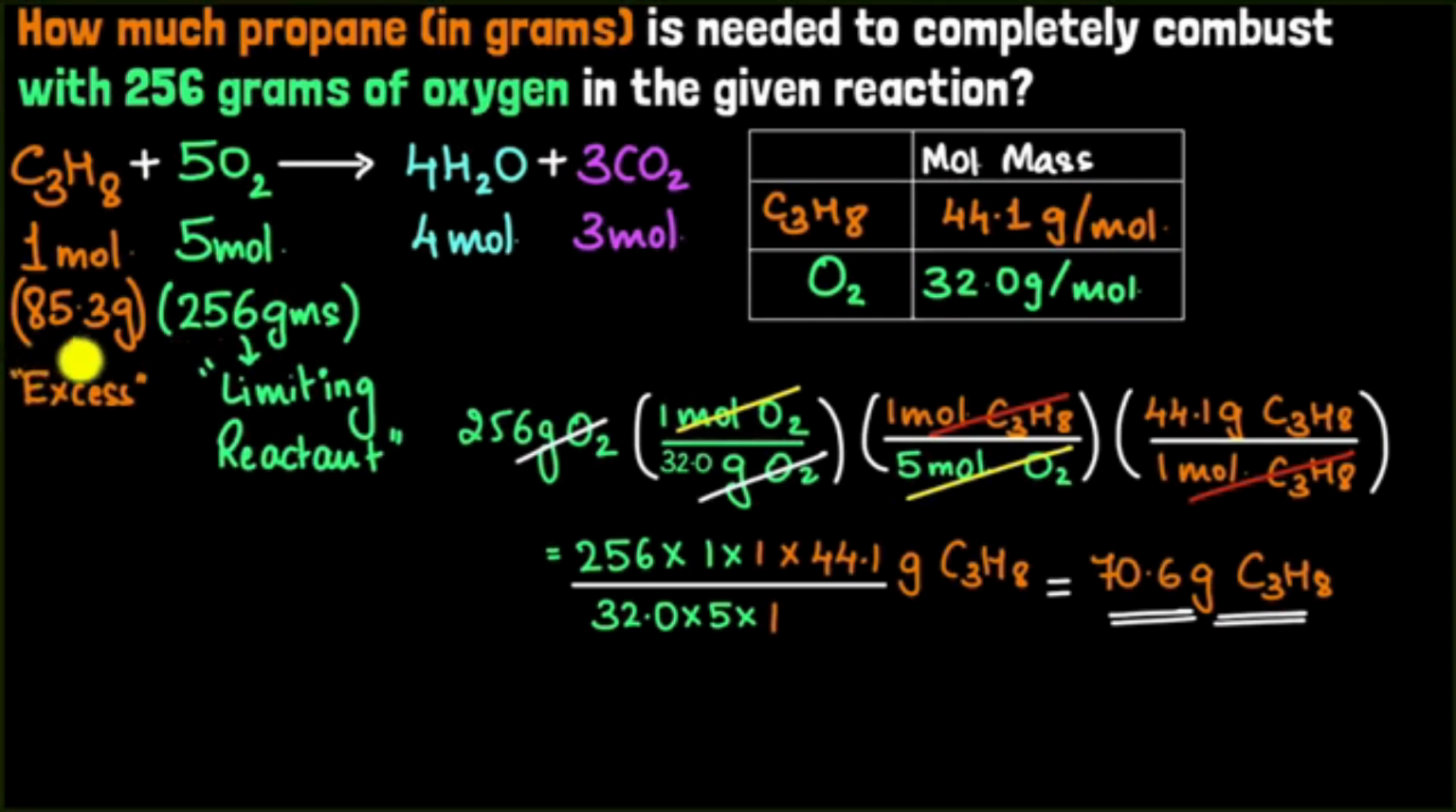Even if I had 1,000 grams of propane, only 256 grams of oxygen is there to react with 70.6 grams of propane. So only 70.6 grams out of that 1,000 grams would react with 256 grams of oxygen, and the rest will just stay as it is.